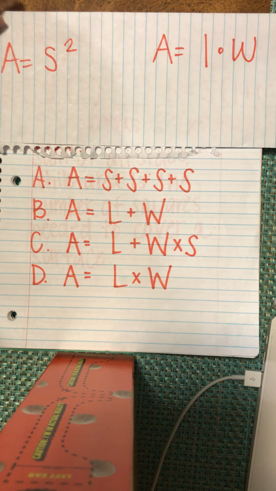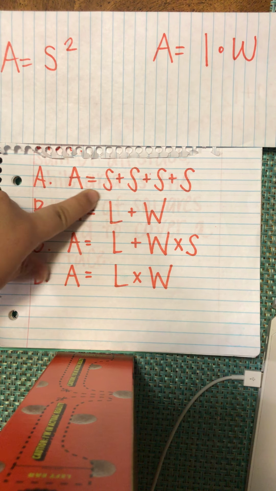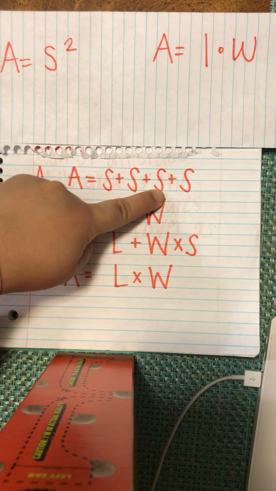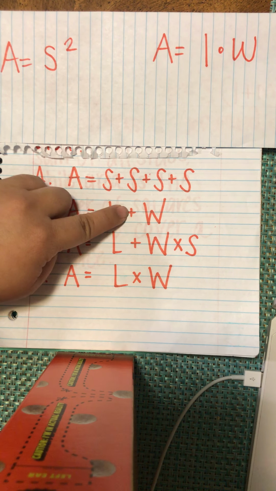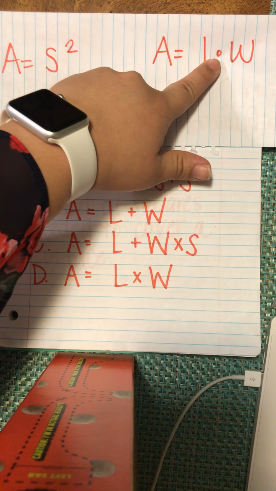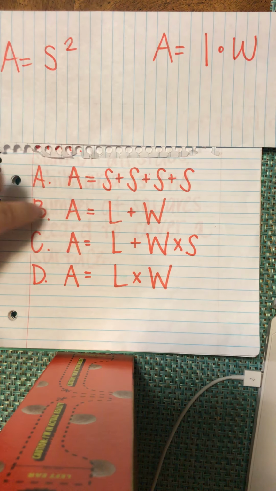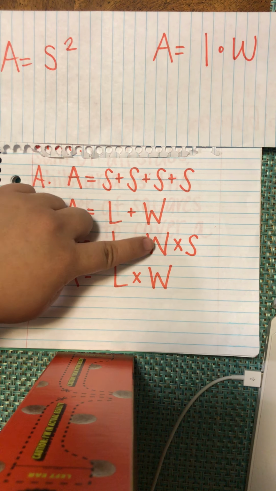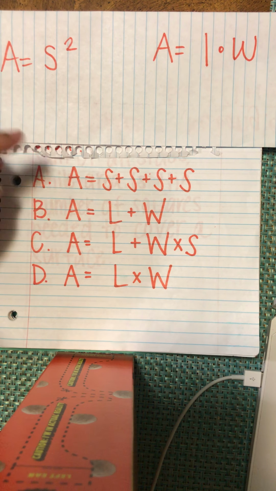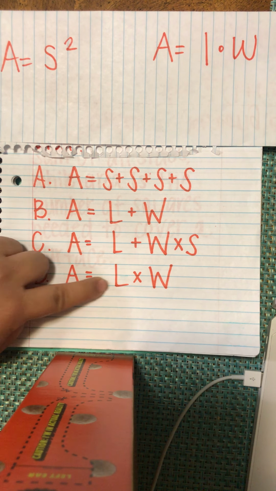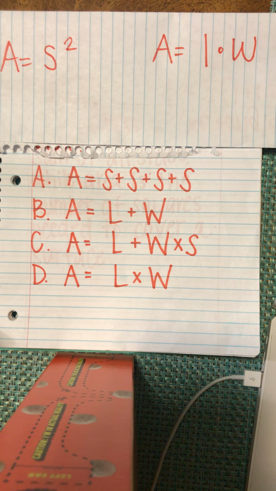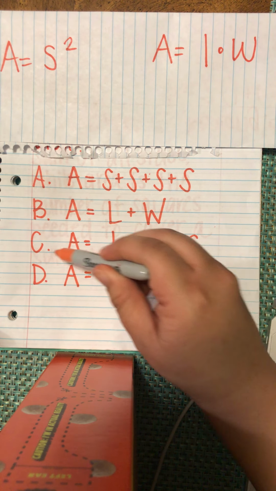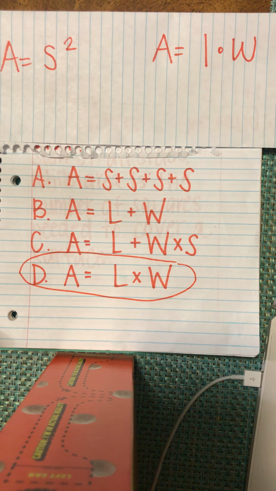So here we go. We can look down here and see area equals S plus S plus S plus S. I don't see that here or there, so no. Area equals length plus width. It looks kind of like this, but this is a multiplication. So nope. Area equals length plus width times the side. I don't see that either. Here we have area equals length times width. That looks like this one right here. So we can all agree that area equals length times width. And so our answer is D.